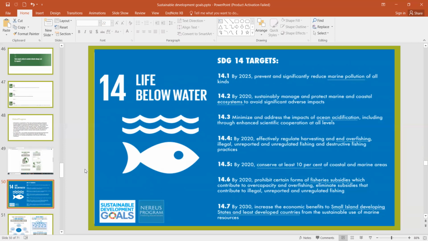By 2020, conserve at least 10% of coastal and marine areas, prohibit certain forms of fisheries subsidies which contribute to overcapacity and overfishing, and eliminate subsidies that contribute to illegal, unreported, and unregulated fishing. By 2030, increase the economic benefits to small island developing states and least developed countries from the sustainable use of marine resources.